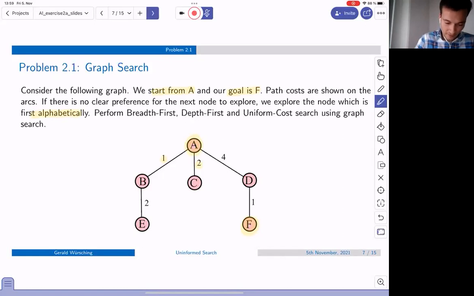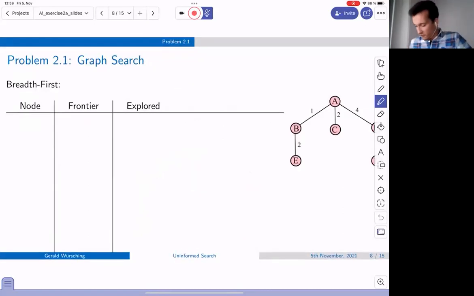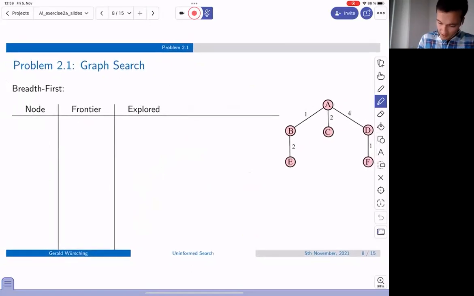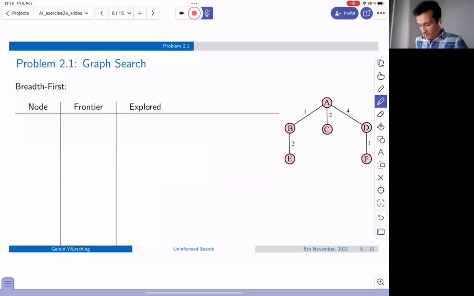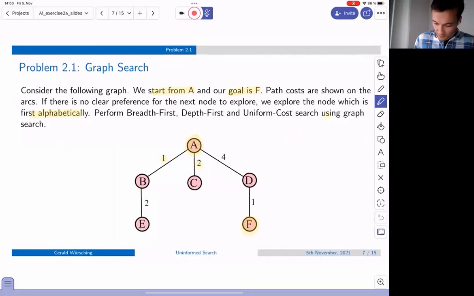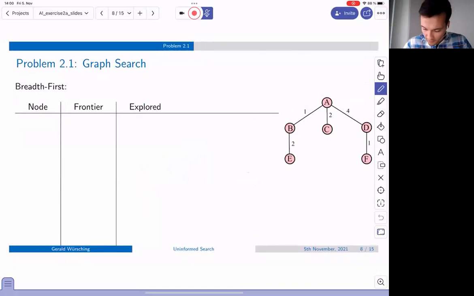Okay, so then the first question was to perform breadth first search. And what's also important, I think I'll jump back once again, is that we said we want to use graph search. So what does graph search tell us? Every time you read graph search, it should ring a bell. That means you're going to use some kind of explored set. So you're going to store the nodes that you visited already.